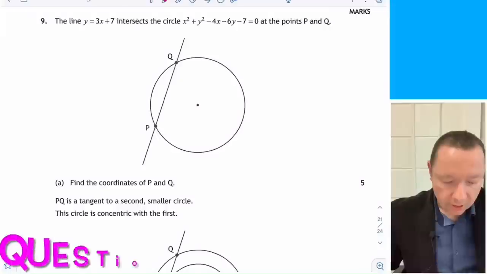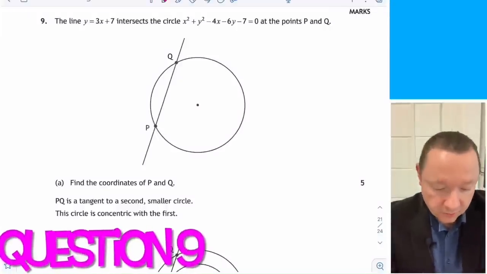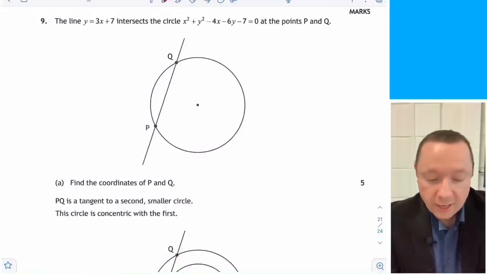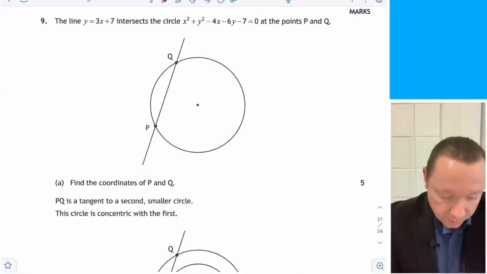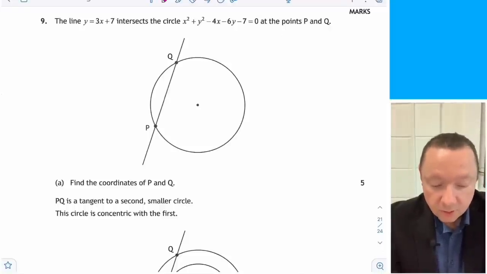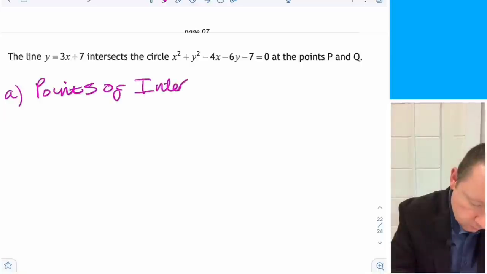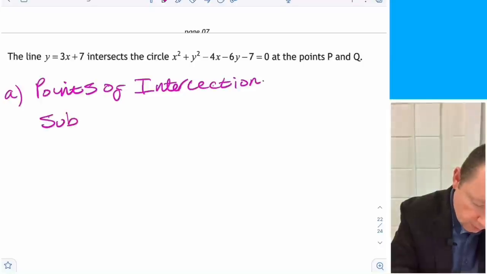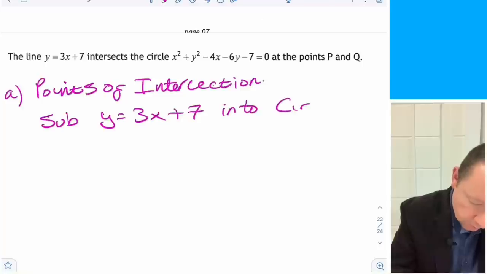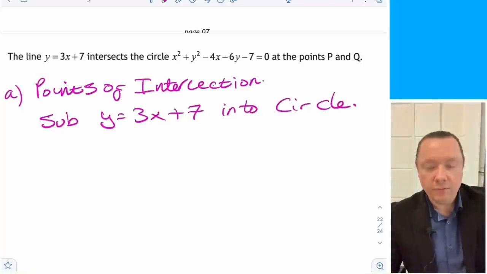The line y equals 3x plus 7 intersects the circle x squared plus y squared minus 4x minus 6y minus 7 equals 0 at the points P and Q. Find the coordinates of P and Q. So I need to substitute y equals 3x plus 7 into it because they intersect. So part A, try to find the points of intersection. I'm going to sub y equals 3x plus 7 into the circle. So where I see a y, I'm going to write 3x plus 7.